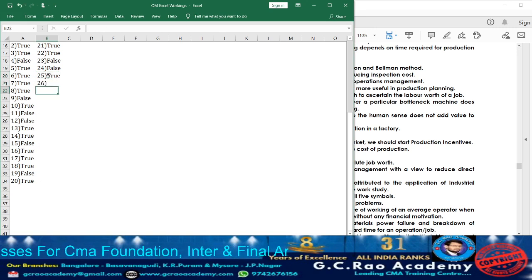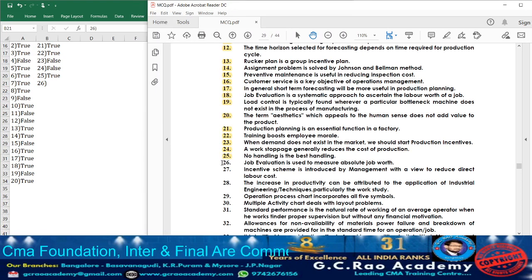Statement will be true. Now moving on to statement 26. What they are telling? Job evaluation is used to measure absolute job worth. False it is. Usually in job evaluation, what happens?